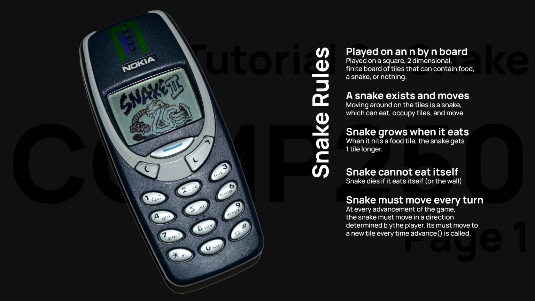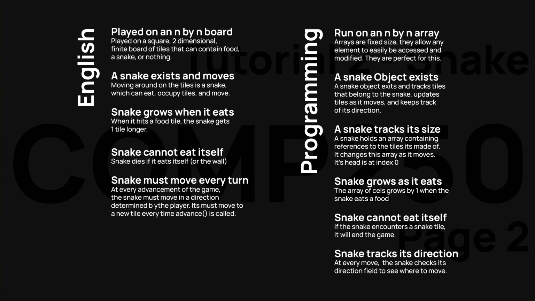And here on the slide, I've written down those rules so that it's really clear exactly what we're trying to make. Now, in English, here's the rule list, and then I've got a programming version as well, which just describes how we're going to tackle turning the idea of Snake, the game we are familiar with, into something we can program.